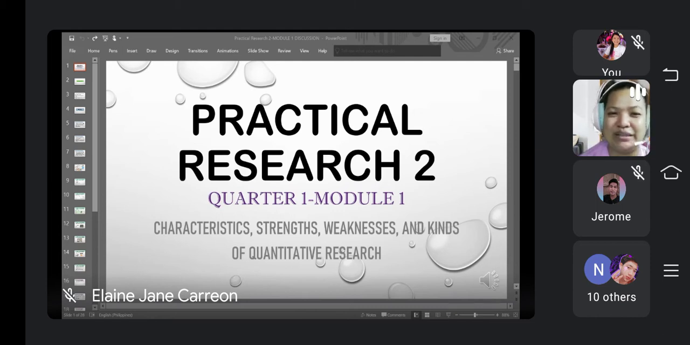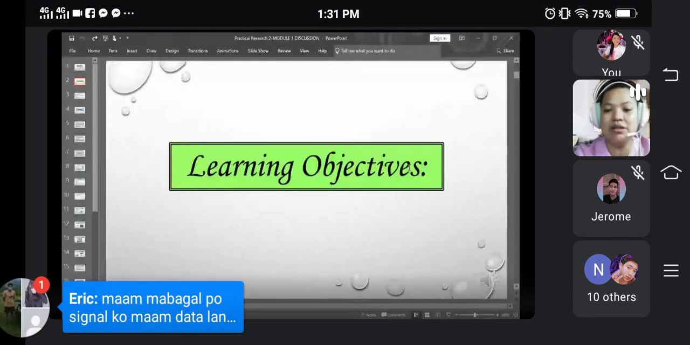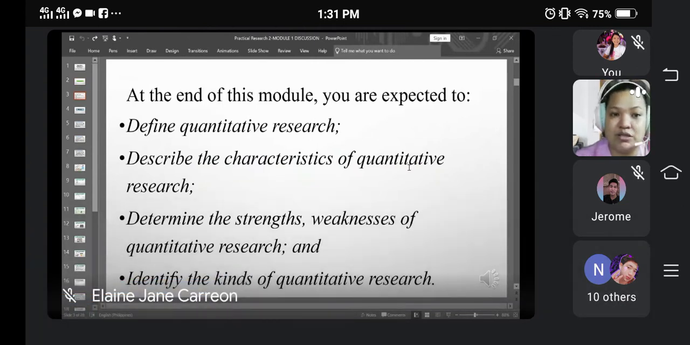Welcome to Practical Research 2, Module 1, wherein we're going to talk about characteristics, strengths, weaknesses, and kinds of quantitative research. So in this part, we're going to discuss first the learning objectives before we proceed with our main lesson. At the end of this module, you are expected to define quantitative research, describe the characteristics of quantitative research, determine the strengths and weaknesses of quantitative research, and identify the kinds of quantitative research.